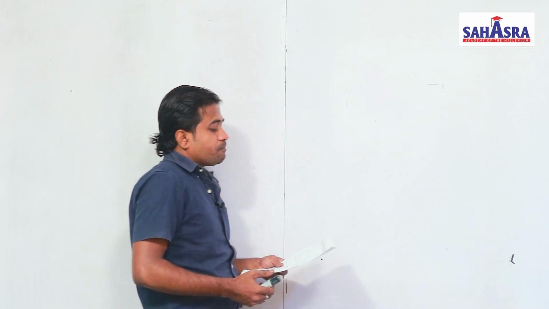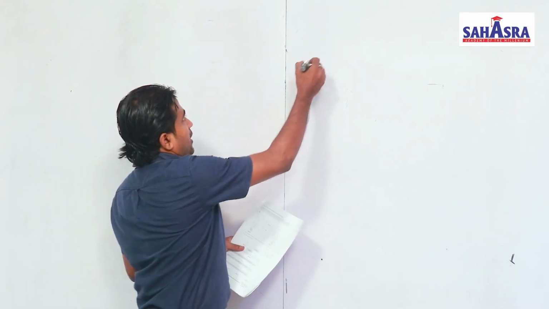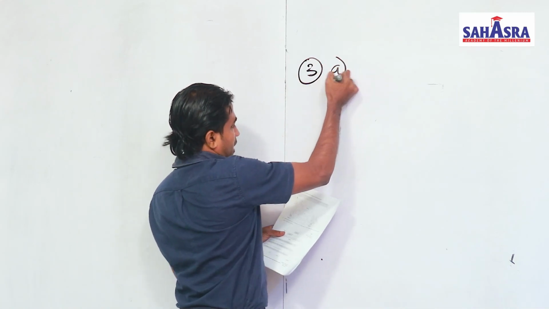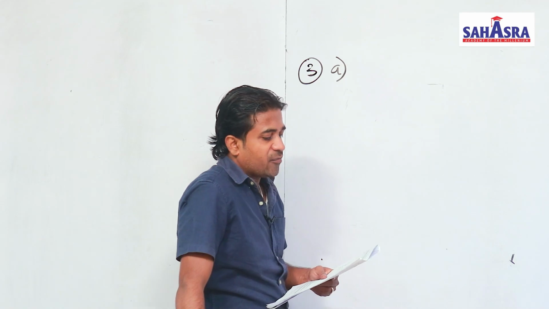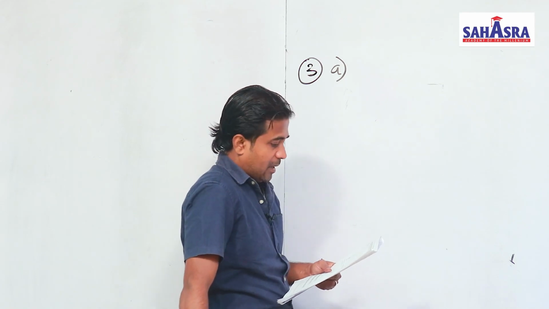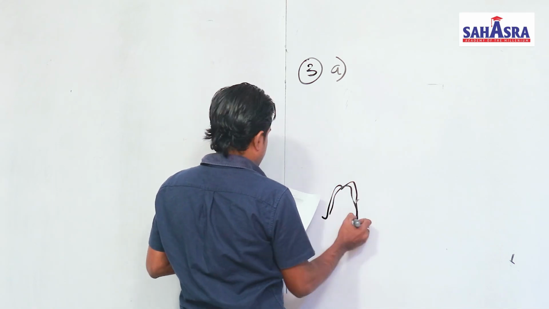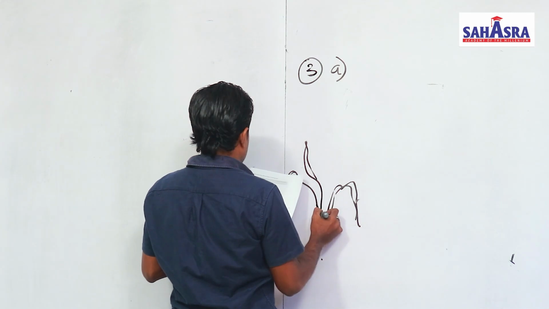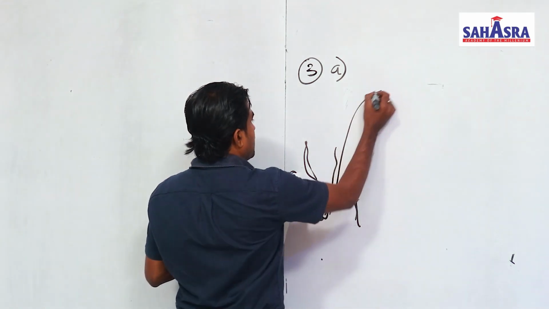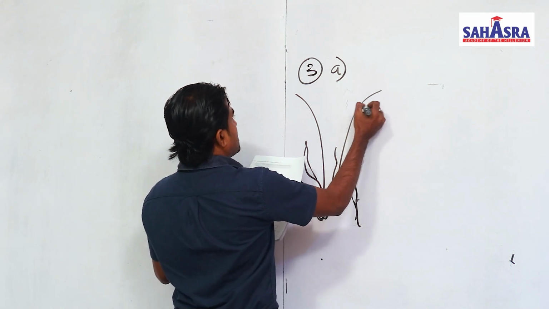So question number 3, part A. The pictures below show different types of flowering plant, of course. The first diagram shows a plant like this, and you will observe the flowers here.